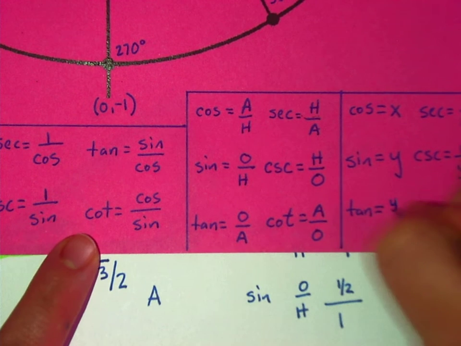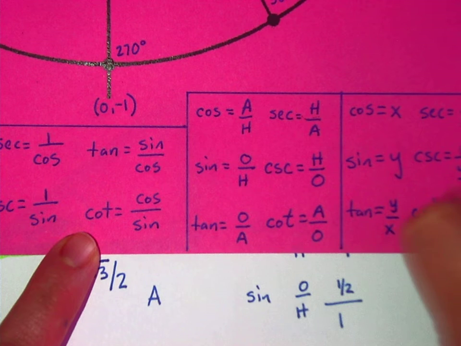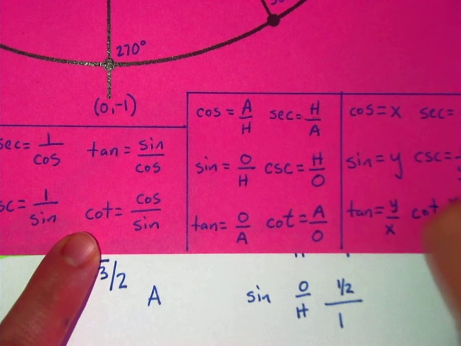Okay, so this one's y over x. So what's cotangent? X over y.